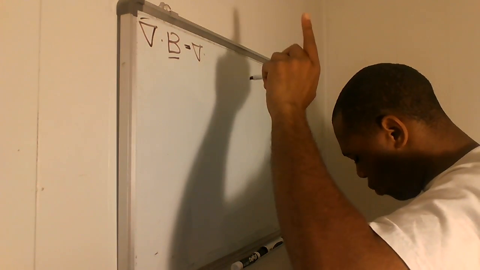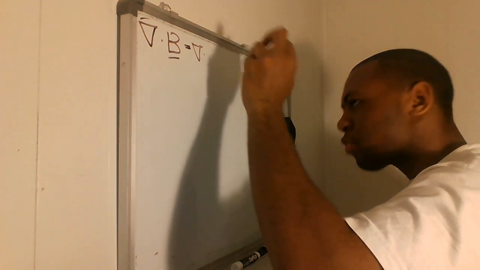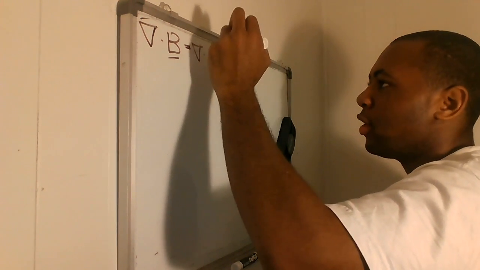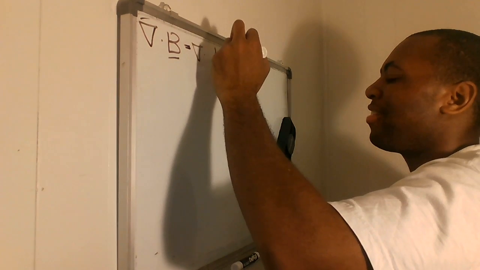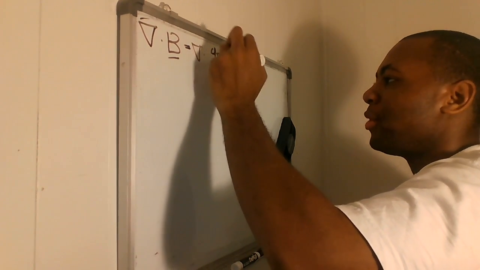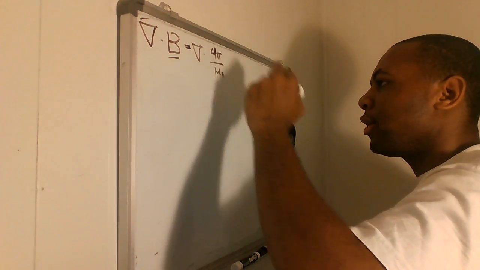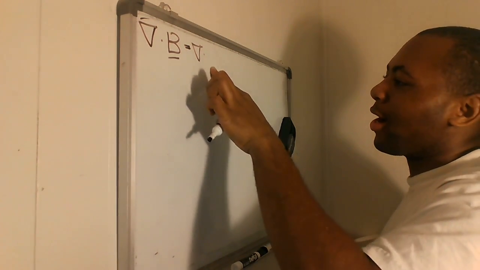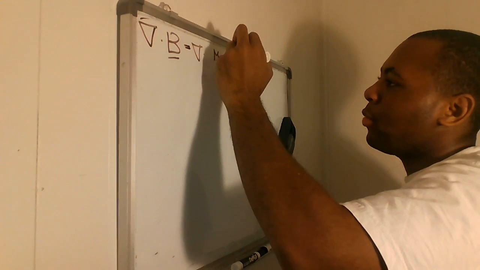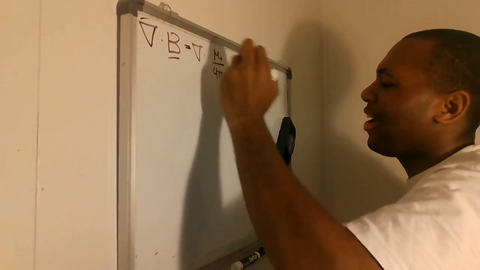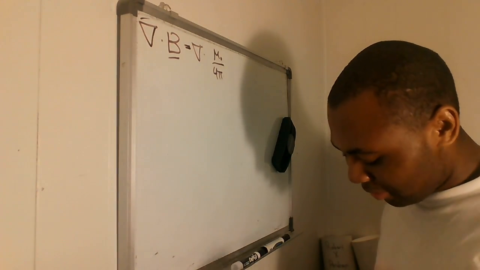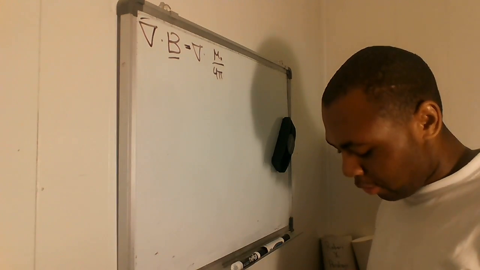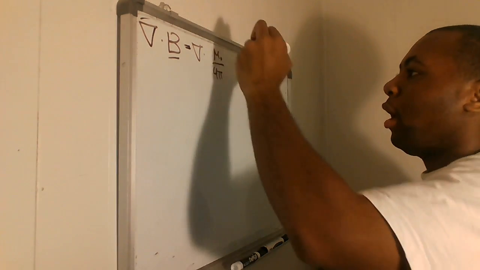Is it 1 over mu? That's a good question. I think it's 4 pi over mu naught, or mu naught over 4. I mean mu naught over 4 pi. I'm sorry, people. I had not had my coffee this morning, actually, believe it or not.